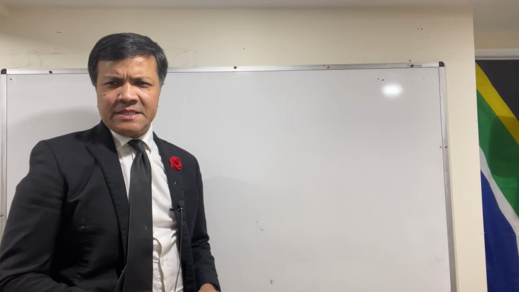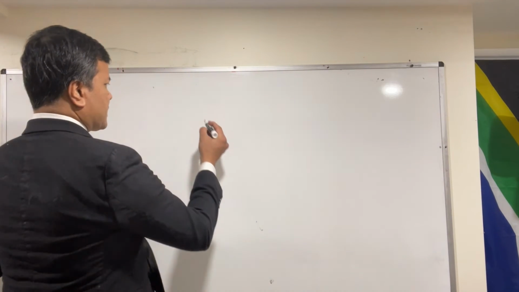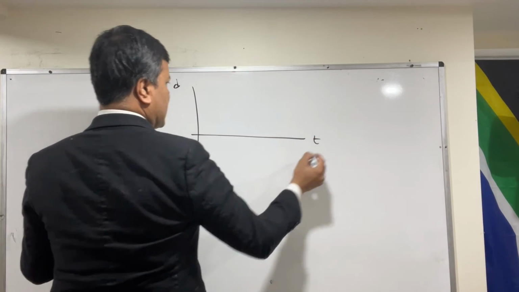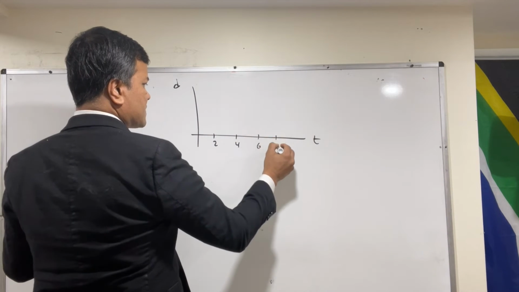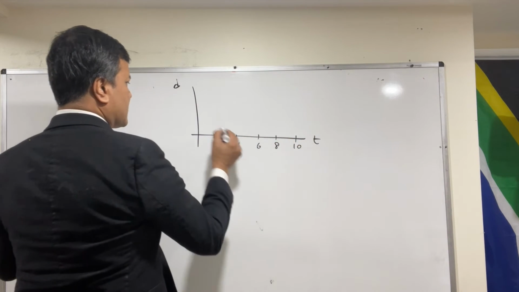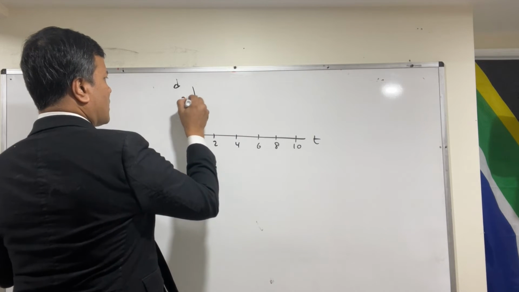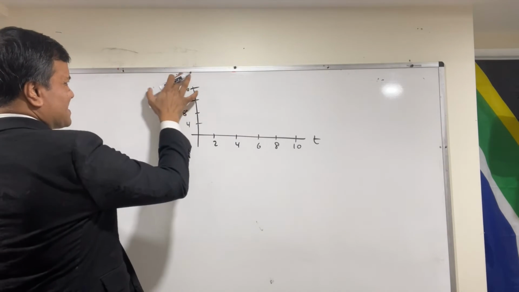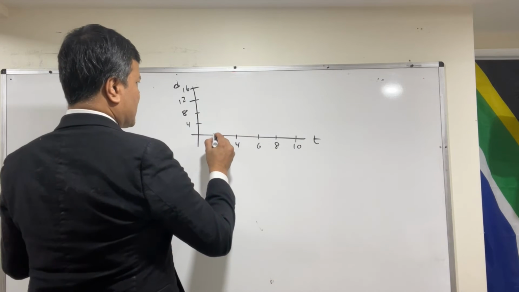I gave you a dt graph, and I asked you to convert it to a vt graph. So here's what I gave you: a 10-second long dt graph. So this is 2, this is 4, this is 6, this is 8, this is 10, and this is let's say 4, this is 8, this is 12, and this is 16, and this is distance or displacement. We're gonna do it both ways.